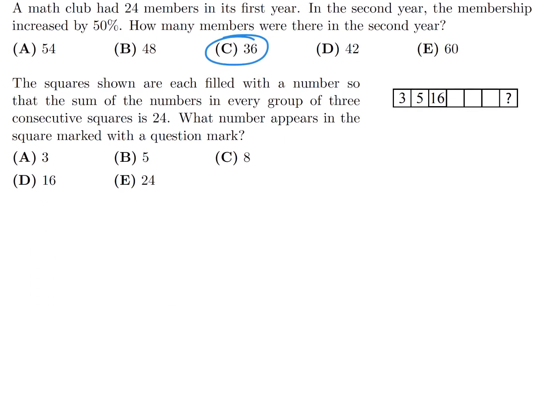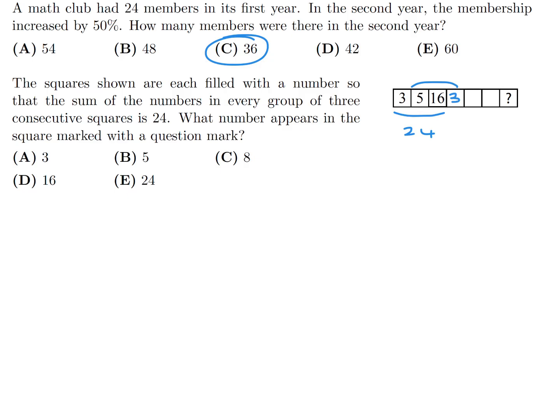Squares shown are each filled with a number so that the sum of the numbers in every group of 3 consecutive squares is 24. What number appears in the square marked with the question mark? Okay, let's do this. So this is already filled in, and that's already 24. So these 3 have to add up to 24. So 5 plus 16 is 21. So that means this is a 3.